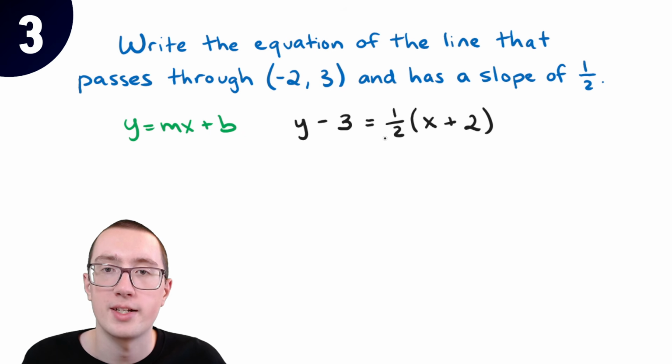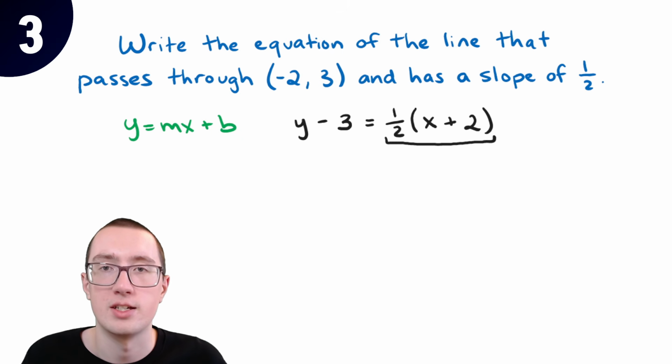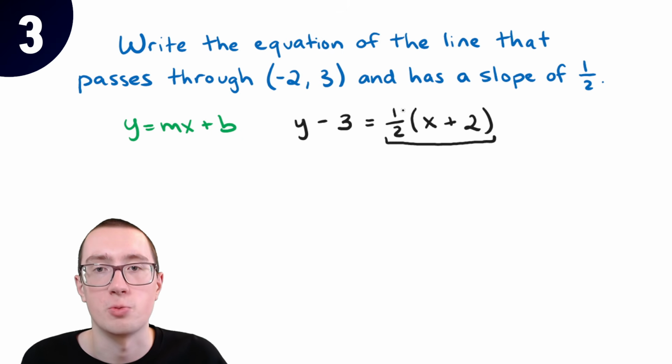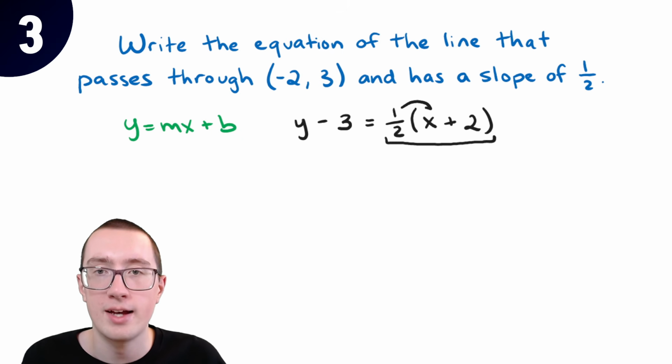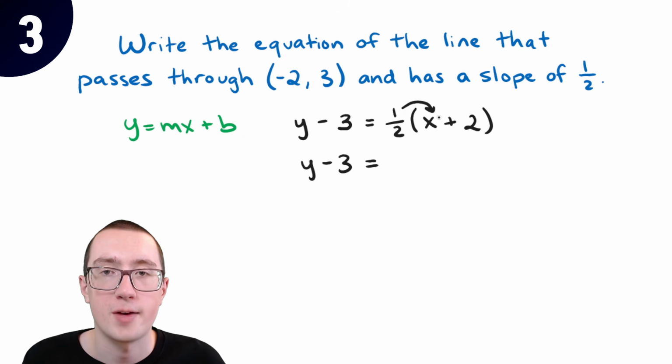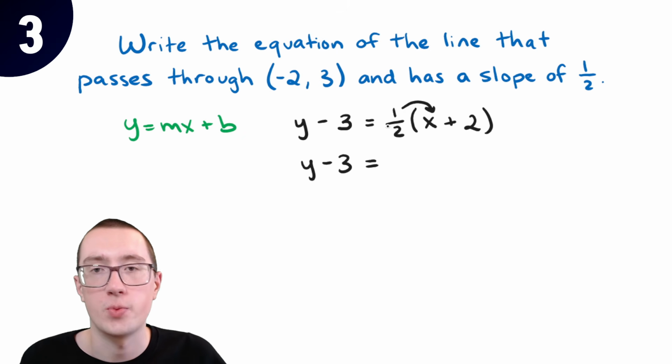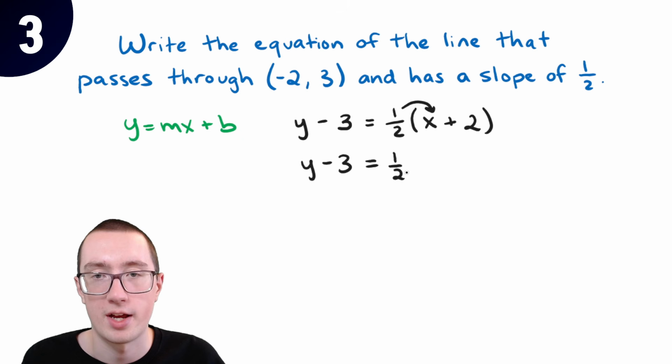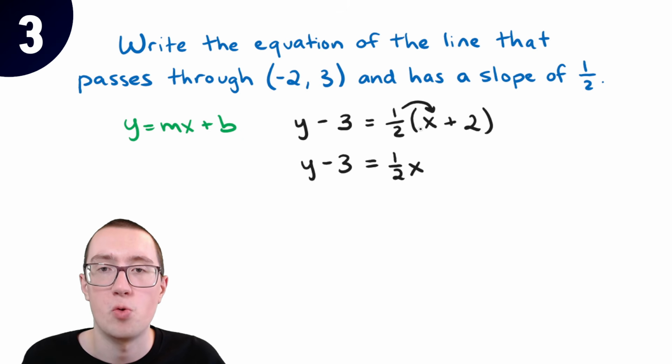So let's go ahead and simplify this as much as we can. Right here, you may notice that this is the distributive property. So we need to multiply the 1/2 out to the x and then to the +2. This left side is going to stay the same for now. And then on this side, we have 1/2 times x. You can't multiply a number and a letter, so it's just going to stay as 1/2 times x. And then we need to multiply the 1/2 to the 2.